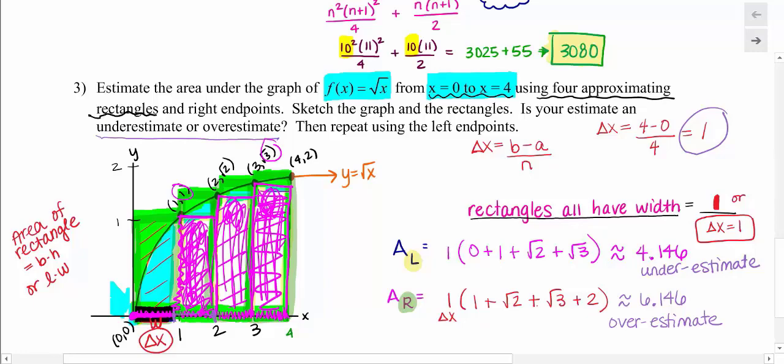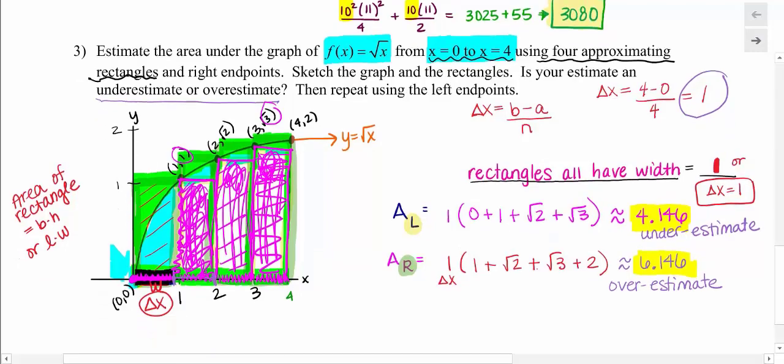So it's also important to note that your answer should make sense. If you have two answers of 4.146 and 6.146, it should make sense to you that the smaller area represents your underestimate and your larger area should represent your overestimate.